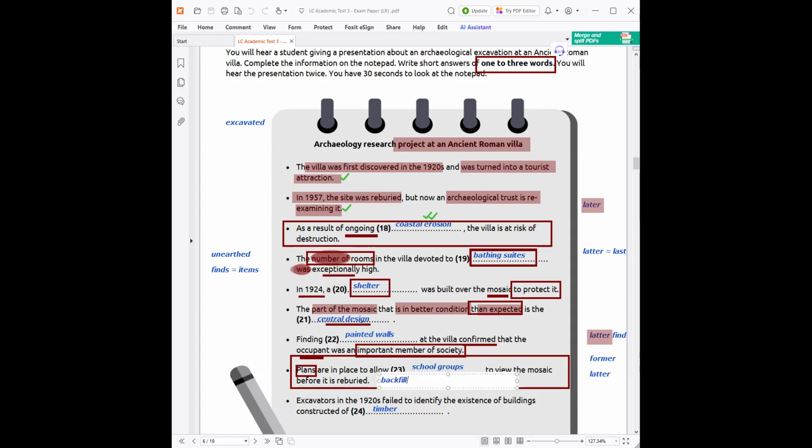I'll write the spelling as well. Backfill means reburied. Put it back. Before they fill it again, before they bury it again. So who are they going to show it to? They're going to show it to local school groups, or just the words school groups would also be sufficient here. Last one here. Excavators in the 1920s failed to identify the existence of buildings constructed of. So these buildings, which they failed to identify, were constructed of what? Let's listen to it.